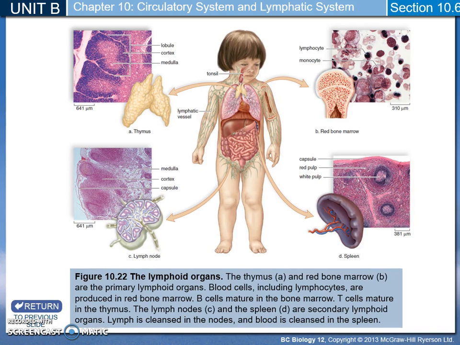But chronic enlargement of lymph nodes can indicate something more serious, especially if it's not associated with a cold or a flu or sore throat or something, and that needs to be investigated further, as sometimes it can indicate perhaps leukemia, so that definitely needs to be investigated. And then you have the thymus and the red bone marrow.